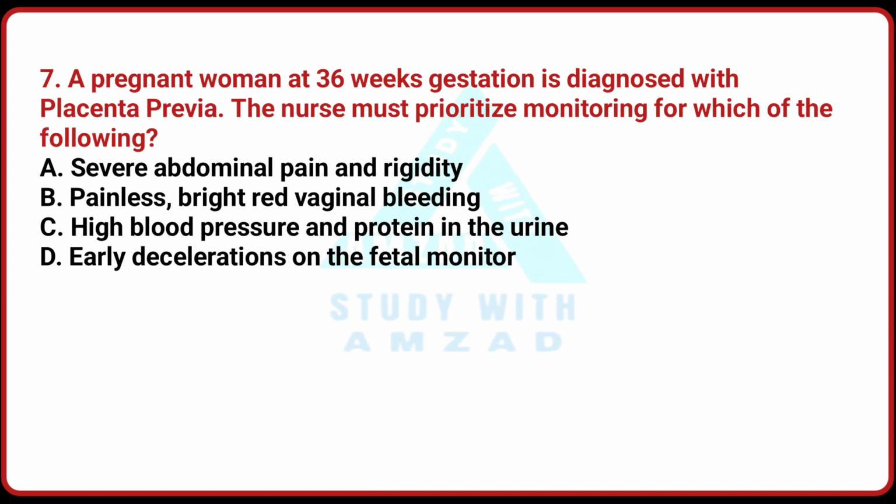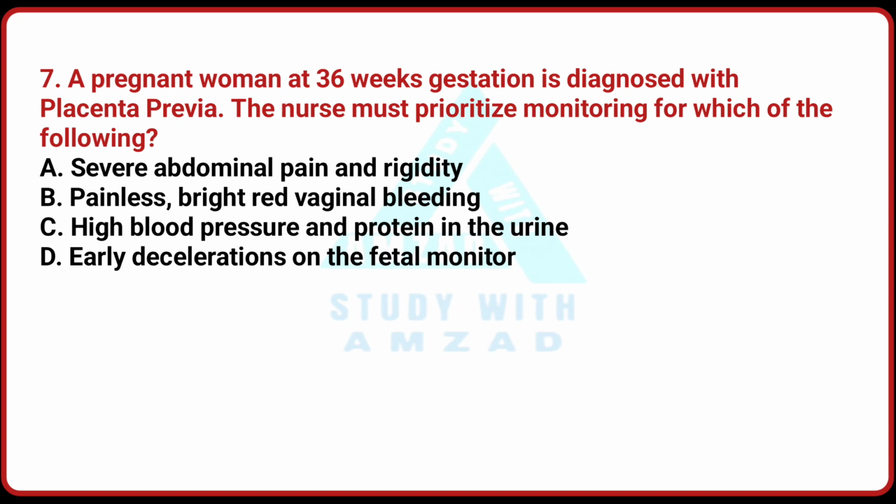Question number 7. A pregnant woman at 36 weeks gestation is diagnosed with placenta previa. The nurse must prioritize monitoring for which of the following? Option A. Severe abdominal pain and rigidity. Option B. Painless, bright red vaginal bleeding. Option C. High blood pressure and protein in the urine. Option D. Early decelerations on the fetal monitoring.